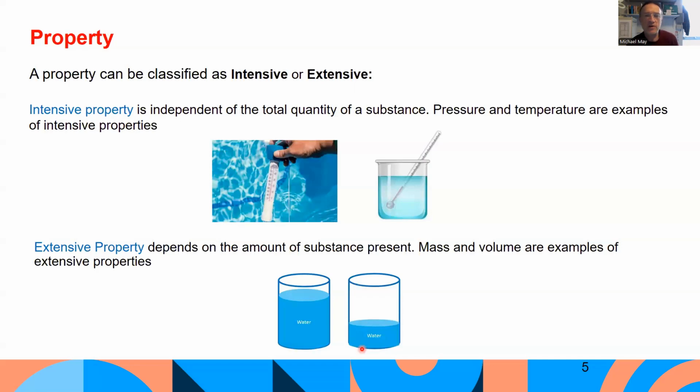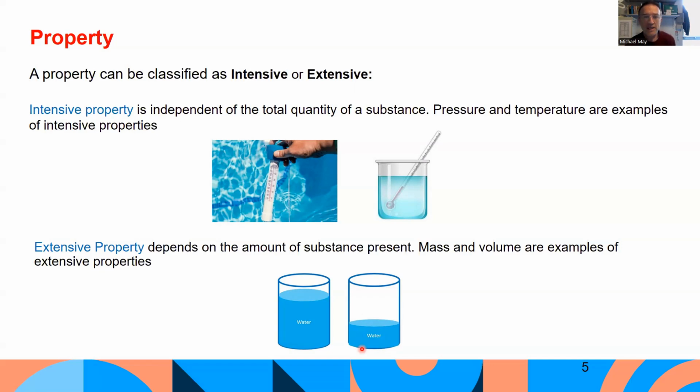So a property can be divided into two categories, an intensive property or an extensive property. So what do we mean by that? An intensive property is independent of the total quantity of a substance. Pressure and temperature are examples of intensive properties, whereas an extensive property depends on the amount of the substance present. Mass and volume are examples of extensive properties.